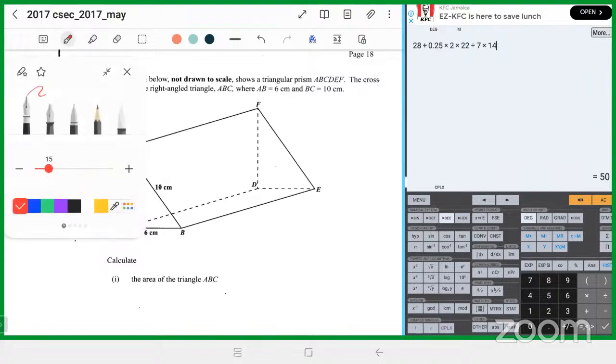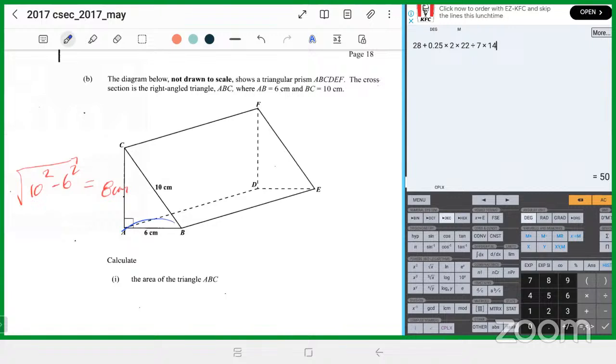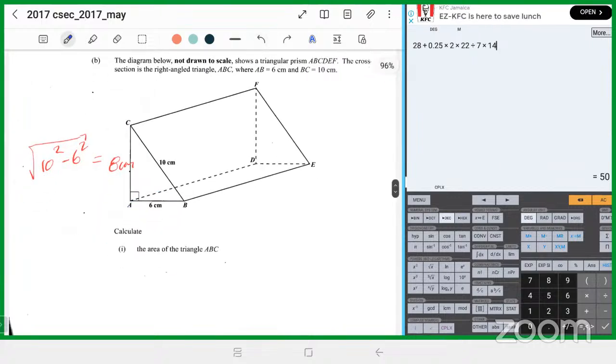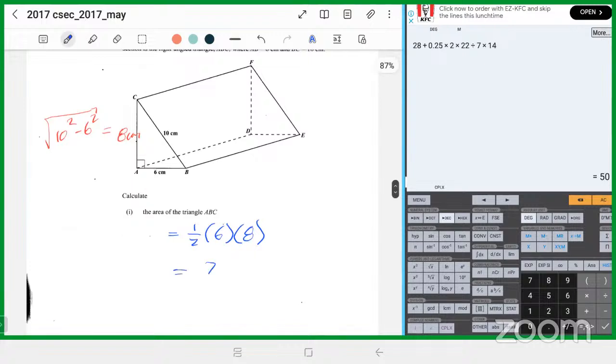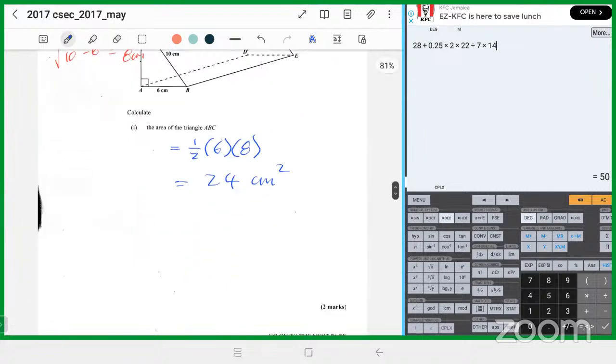Then the area becomes half base times height. The base is 6 and the height is 8. So the mathematics is easy. This equals half times 6 times 8, half base times height. That's 24 centimeters squared, the area of that triangle. Good? Nice and easy. Let's continue.